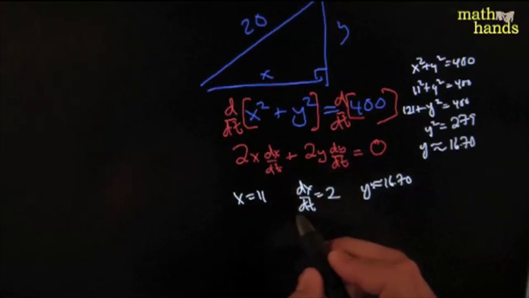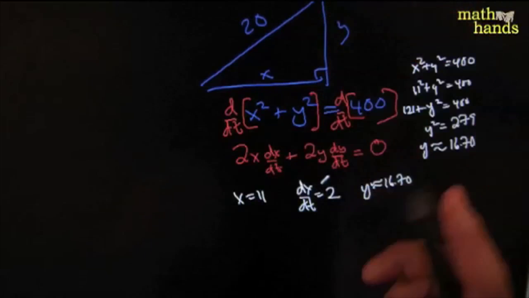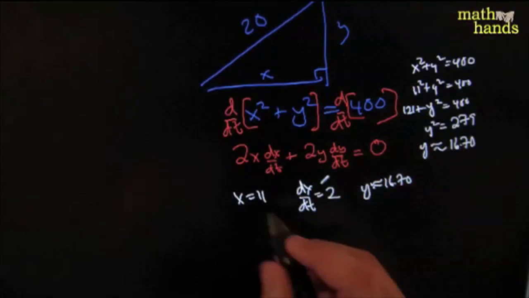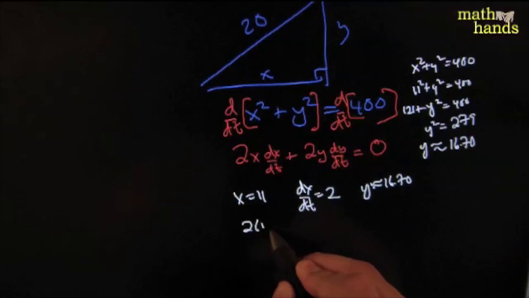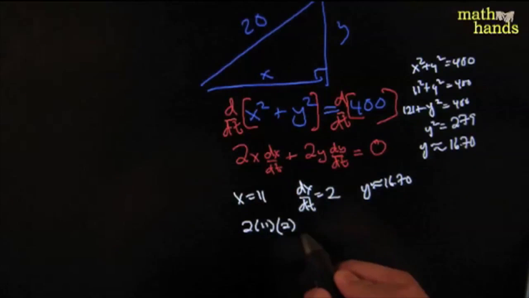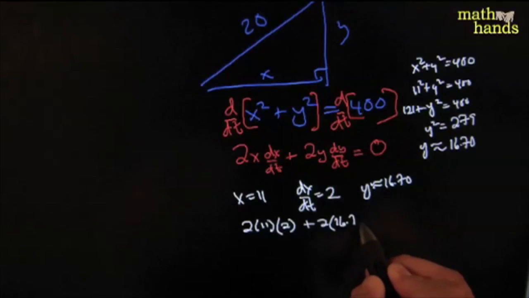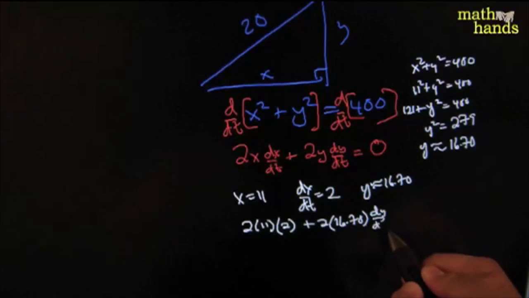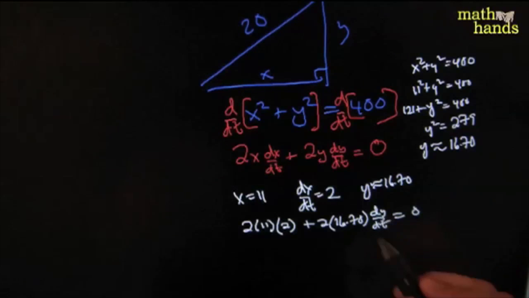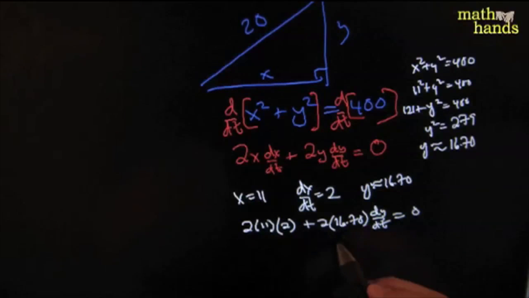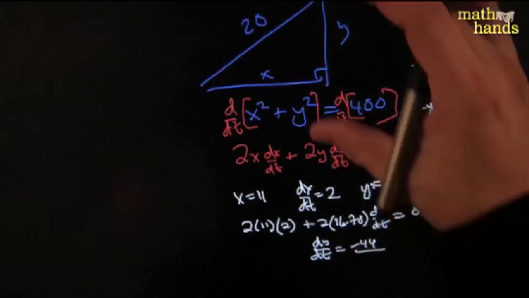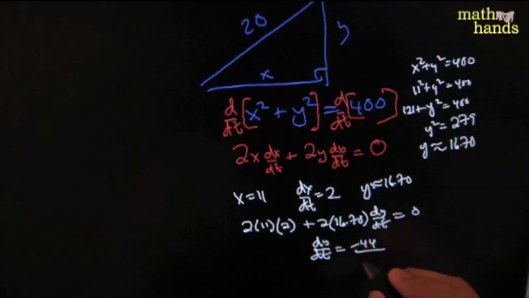And so I plug all these things in and I solve for dy/dt. How fast is y changing? That's what we wanted to find. So this will be 2 times 11 times 2 plus 2 times 16.70 times dy/dt is equal to 0. And this is the one I got to solve for. 2 times 11 times 2 is 44. I move that over to the other side. So dy/dt is equal to negative 44. Oh, nice. The sign is telling me the correct stuff. The y is dropping. All over 2 times 16.70.